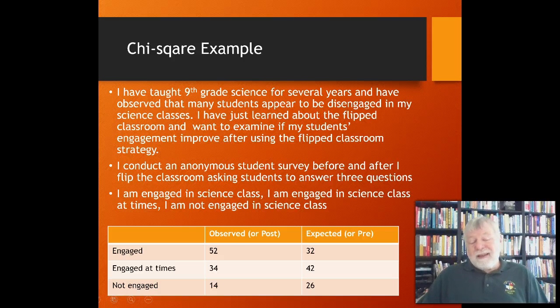However, the scores that I get now are what I call the observed scores, or the post scores. I see that 52% of my students now report that they're not engaged, 34% report that they are engaged at times, and 14% report that they are engaged. The chi-square is simply a statistical analysis that lets us know whether we got those observed scores as a result of error or chance, or if there really is a statistical difference in these scores, which would lead us to believe that it is because of me using the flipped classroom approach.